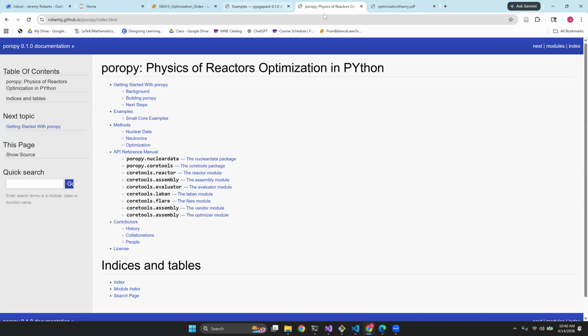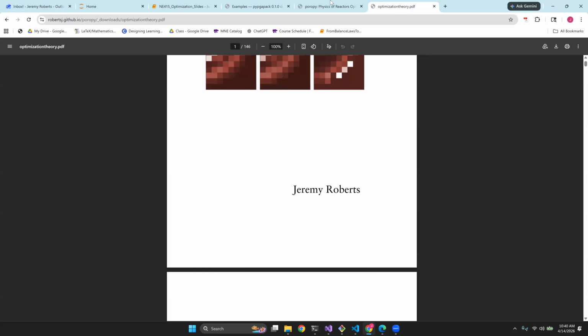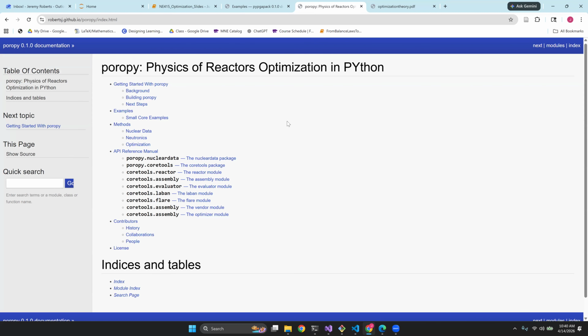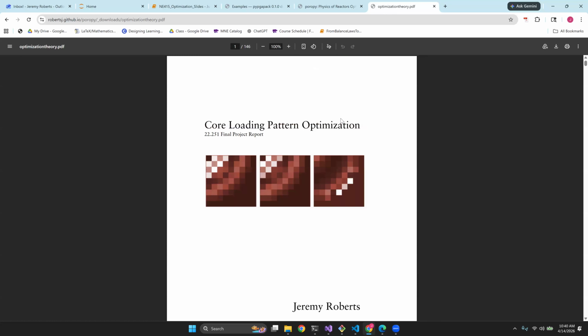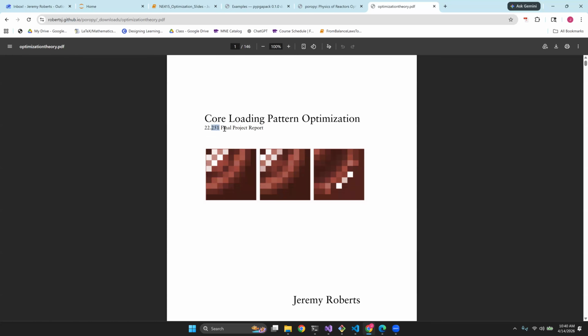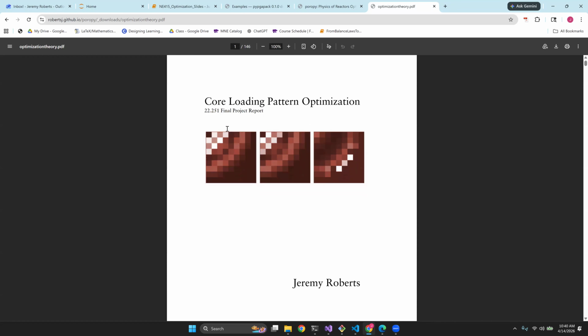And to get a flavor of what it is, if you look up PoroPy, you'll find this thing. This was 22251, that was the project report, core loading pattern optimization. Yeah, that's a 150-page class report. So all of you who think that sometimes we ask too much, we might. What level was this class? I think it was tailored for grad students, but it would have been cross enrollment, right?